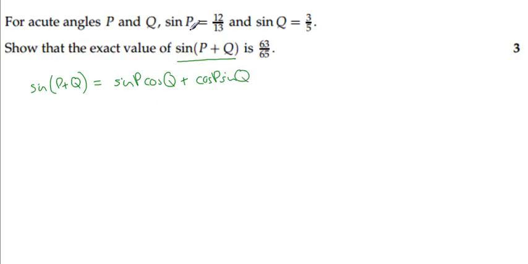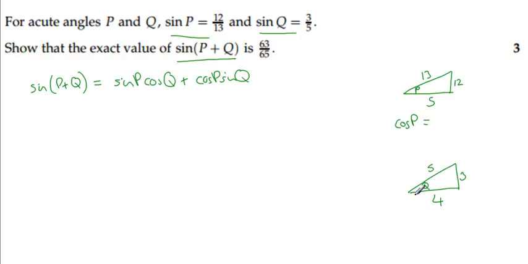Now, we have values for two of these, sine p and sine q. But similar to the last question, we can use those fractions. Sine p is 12 over 13, so the opposite is 12, the hypotenuse is 13, which from Pythagoras means your adjacent is 5. And sine q is 3 over 5, so the opposite is 3, the hypotenuse is 5, which means your adjacent is 4. And that means we can get our values for cos p and cos q as well. So cos p is adjacent over hypotenuse, cos q also adjacent over hypotenuse.